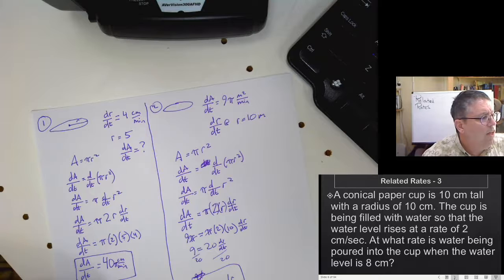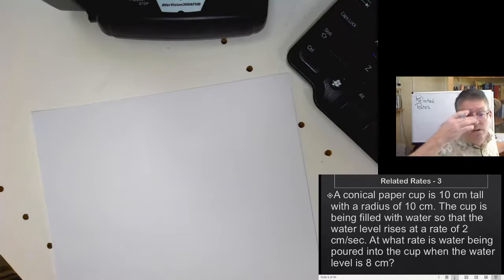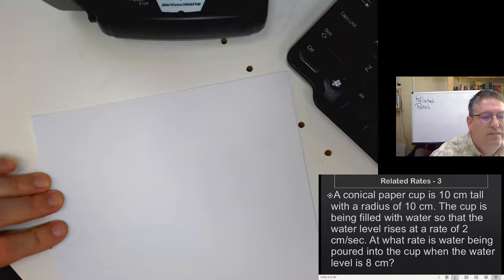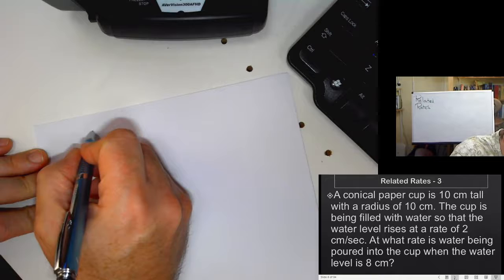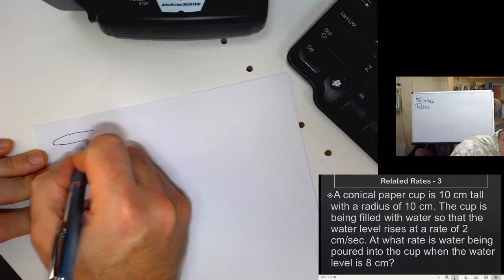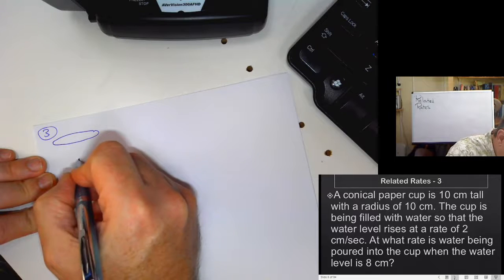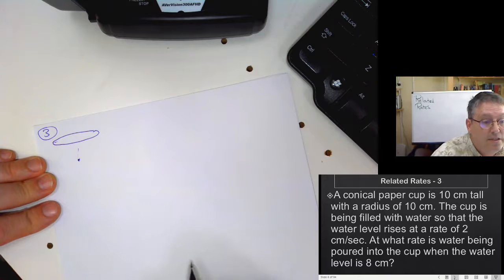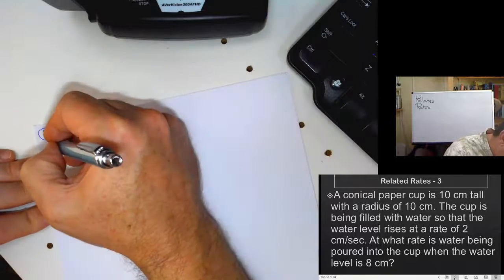Here we go. Oh, now they've switched it up on us. A conical paper cup is 10 centimeters tall with a radius of 10 centimeters. So that's actually going to save us some time here. This is number 3, by the way. So this equals that, right? It's 10 centimeters tall and it has a radius of 10. So it's really going to look like this.